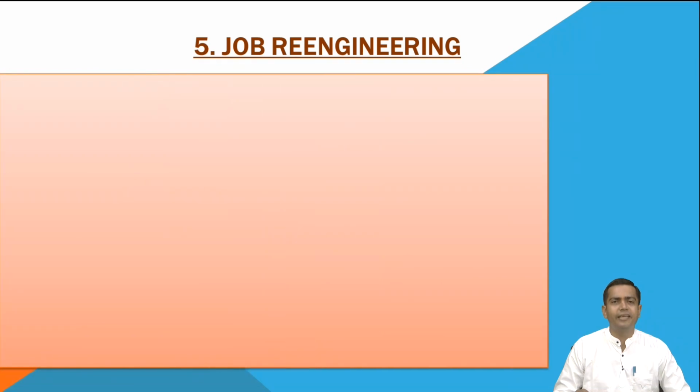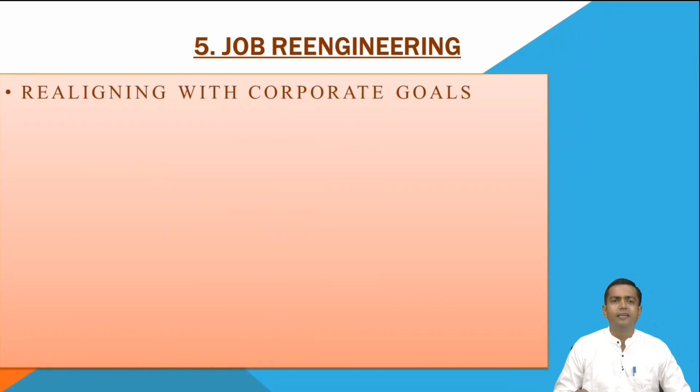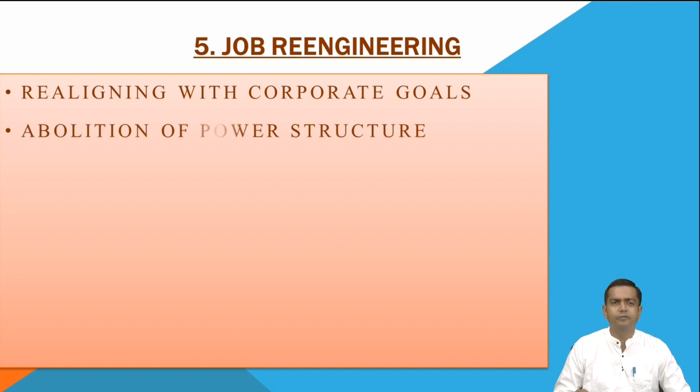Job re-engineering, like if we consider, we try to realign with corporate goals. Job re-engineering means whatever would be the individual task associated with the job, now we try to attain the overall organizational objective. That's why we realign with the company's goals or objectives. Then there won't be a non-required power structure, like you want to perform the task and you keep on asking people to get the permission and then only it's possible. We try to eliminate that because it actually reduces the capacity.